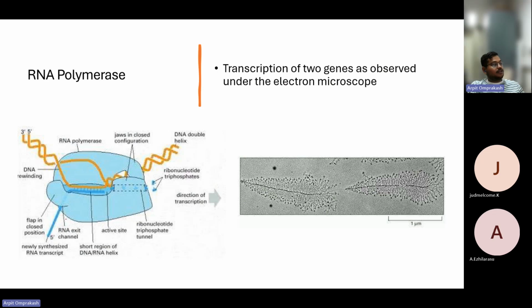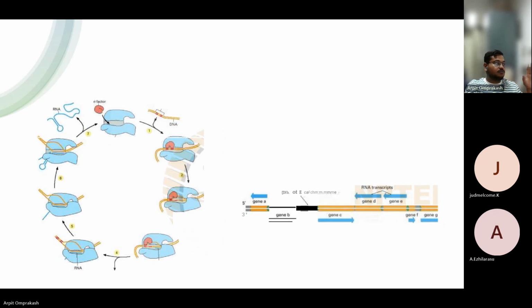The important thing to note is that there's a direction of transcription. The new RNA that is transcribed will always be transcribed in the 5' to 3' direction. So here you see that the 5' end has formed, whereas the 3' end will form eventually when the mRNA is fully transcribed. So this is basically the process.